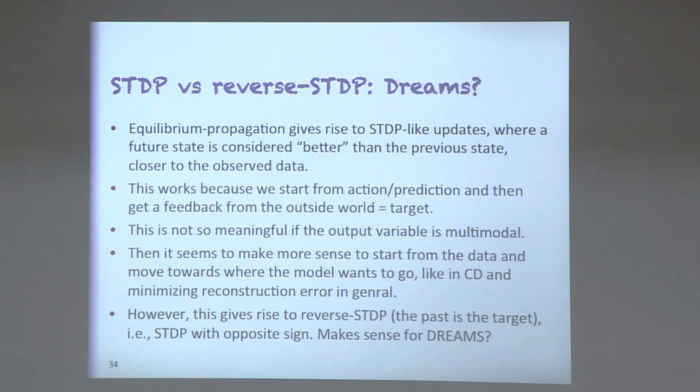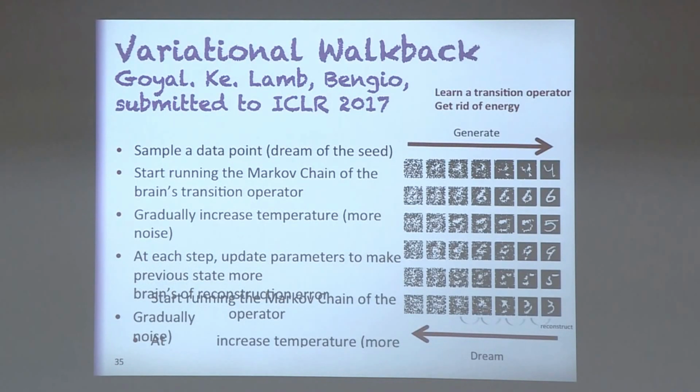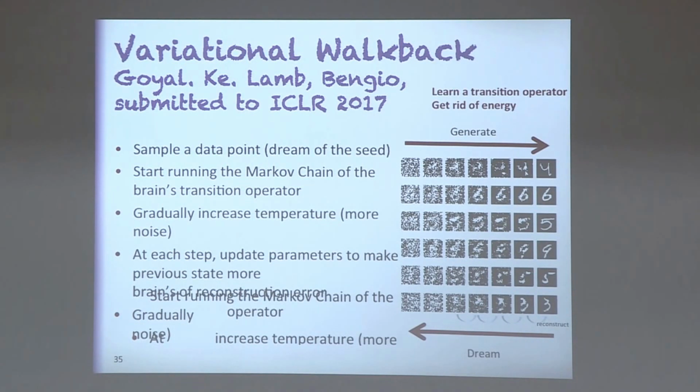And it could make sense that dreams would be seeded by things we've seen during the day, and then the brain just runs its stochastic dynamics starting from these states that we sampled during the day, when we were constrained by the outside world. So we explored an algorithm that's based on these ideas that we call variational walkback, that's being submitted to ICLR. And it has all the properties that I've been discussing.